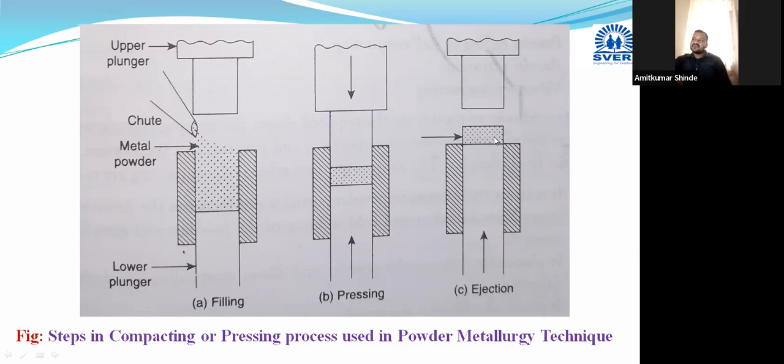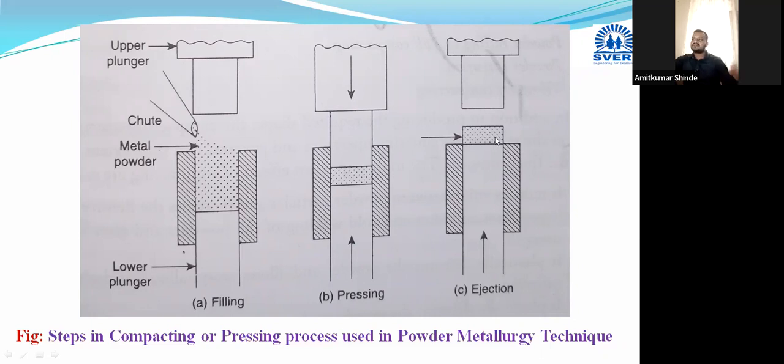Now, during this compacting stage, what changes are occurring in the metal powders? Initially, in the metal powders, you can see more voids are present. Due to pressing, voids are eliminated. Due to that, density has increased. Voids are eliminated, porosity is decreased, and it results in an increase in the density of the component.